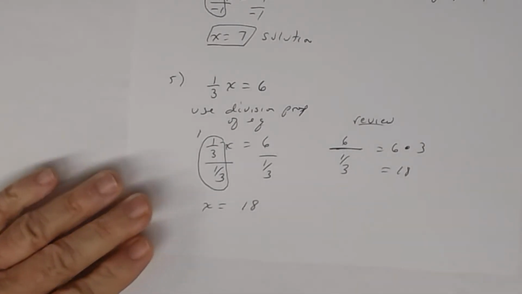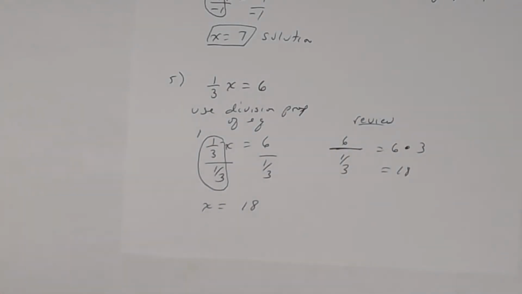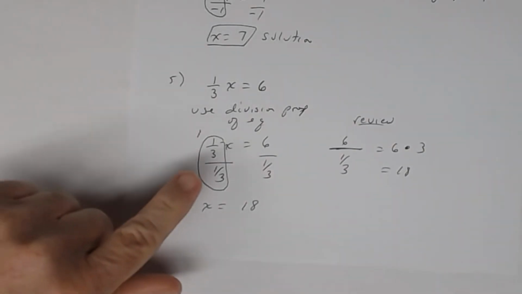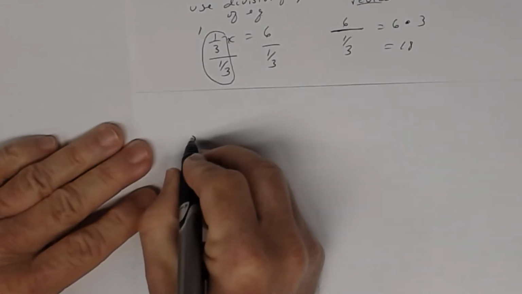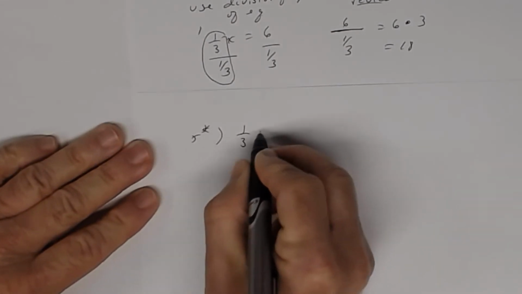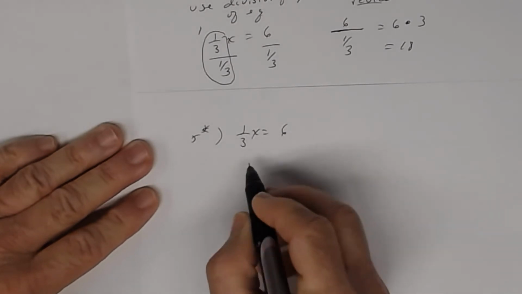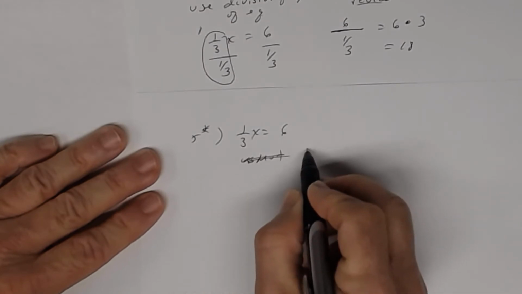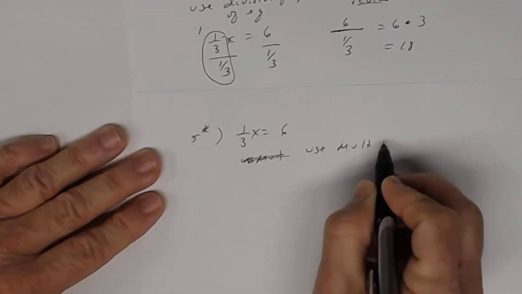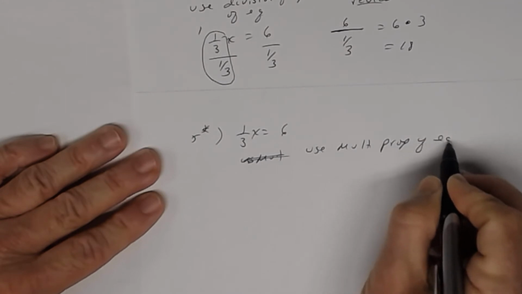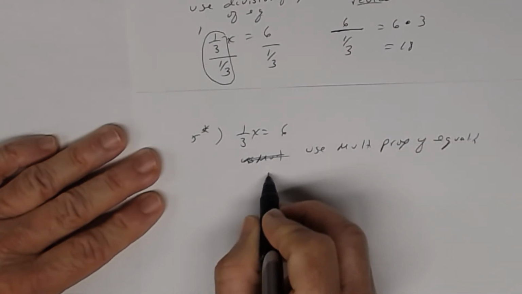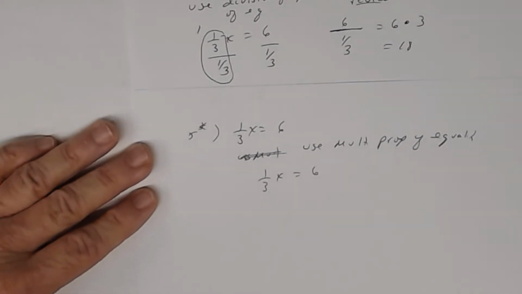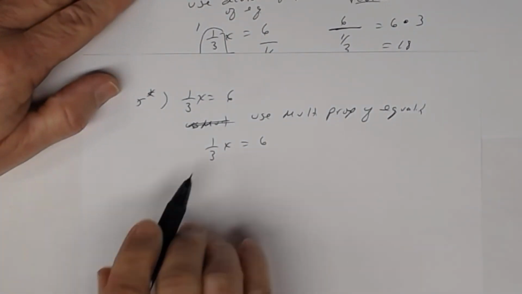Now that's one way. Here's another way you can do number 5. So in this way, we used the division property of equality, because notice I divided both sides by 1/3. Let's look at number 5 this way. 1/3 x equals 6. We're going to use the multiplication property of equality. All right, so I'm going to rewrite this over. 1/3 x equals 6.